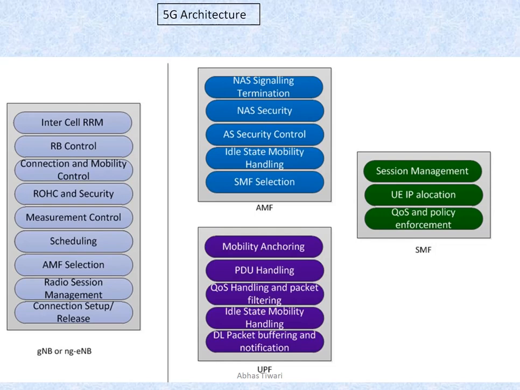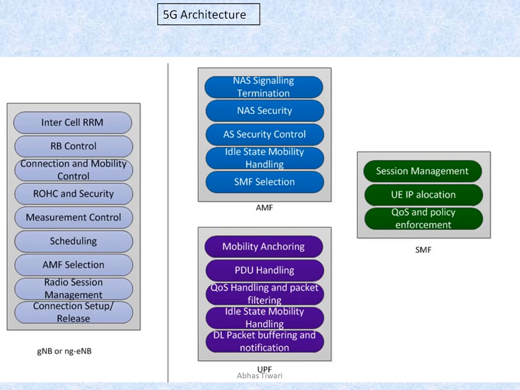The gNode B takes care of radio resource management, inter-cell radio resource management, radio bearer control, ROHC and security, connection and mobility control, measurement control, scheduling, which AMF to be used, radio session management, connection setup and release. So gNode B has a few tasks to do, and those are listed here. You can have a look.